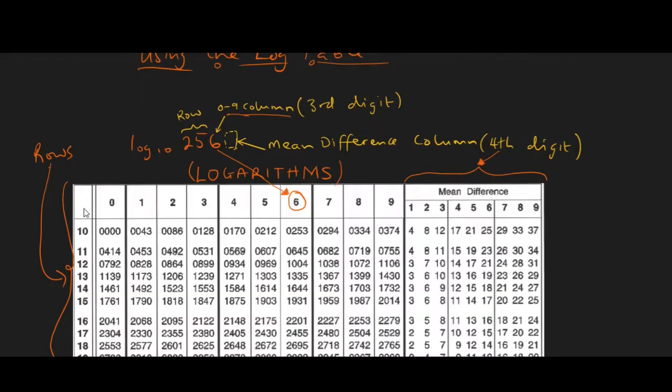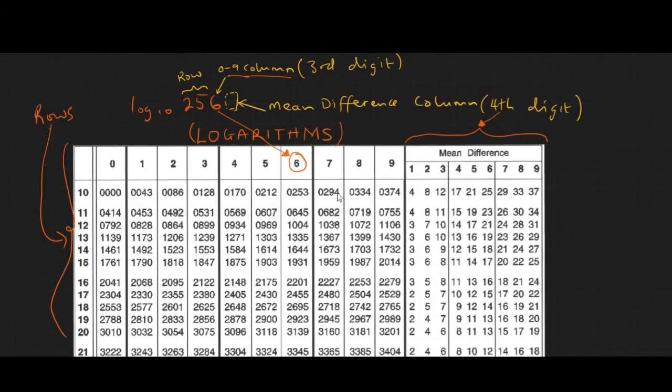So the log table has rows on the left column. The numbers start from 10 upwards. And in the columns, we have two main columns, the 0 to 9 columns and the mean difference columns, which help us to find the mantissa. In our question, we do not have a fourth digit. Therefore, we can replace it with 0 or just leave it like that.